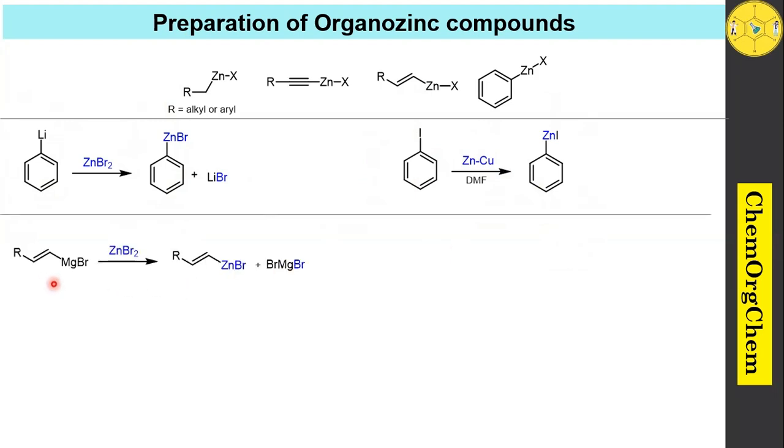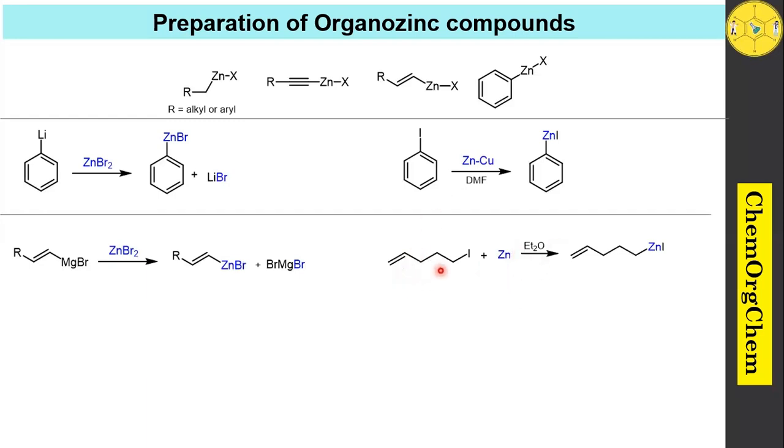When you have a Grignard reagent and treat it with zinc bromide or zinc chloride, it produces the corresponding organozinc species. So here you see this one is a vinyl magnesium bromide, which reacts with zinc bromide to produce the corresponding organozinc bromide species. This is another method.